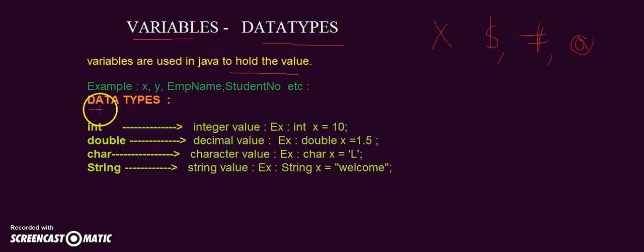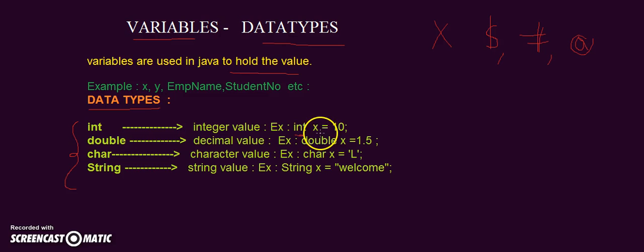Now we come to the data types which we mainly use in Java. There are four main data types we use. The first one is int, which is known as the integer value. int is a reserved word, a keyword, a default word. You should not type integer, but only int in your software, because it is a keyword. These are predefined words which are already created and stored in the Java package.